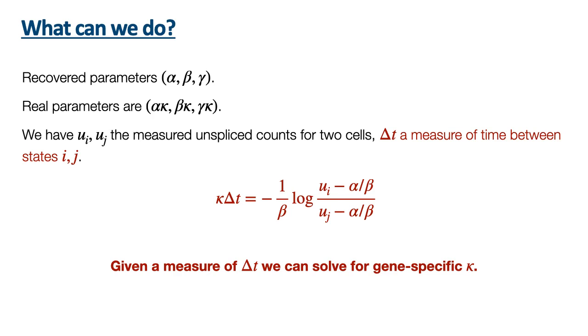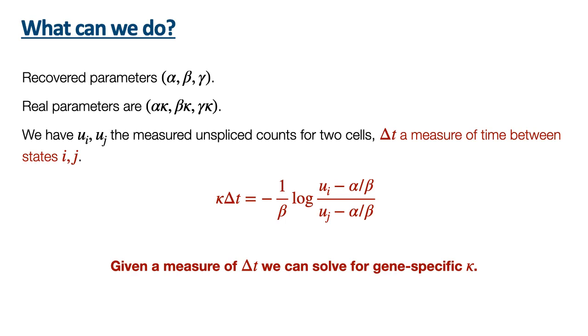Okay, so how can we do this? Let's say we have one gene with recovered parameters alpha, beta, gamma, and the real parameters are alpha kappa, beta kappa, and gamma kappa. We have ui and uj, measured counts for 2 cells, and let's say that we also have delta t, a measure of time between these 2 states.